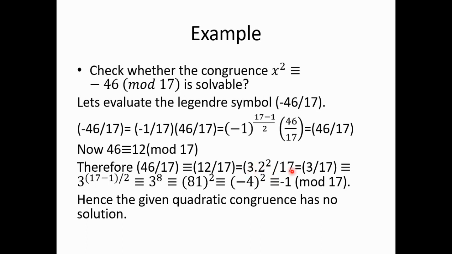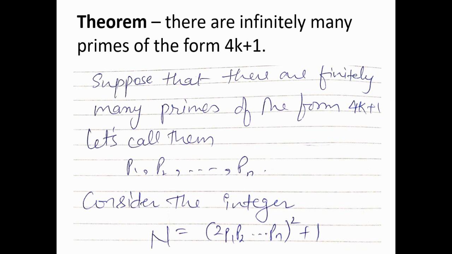So this will be equal to 3 upon 17, and 3 upon 17 will be congruent to 3 to the power (17 minus 1) upon 2, that is 3 to the power 8, and this is congruent to minus 1 modulo 17. That means this congruence has no solution, or it is not solvable. So this is the result we have used.